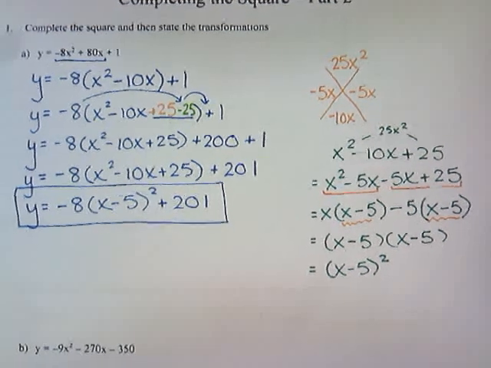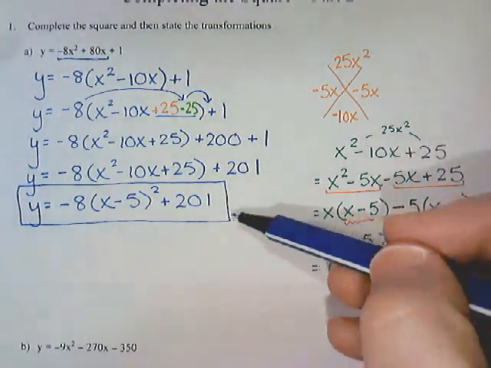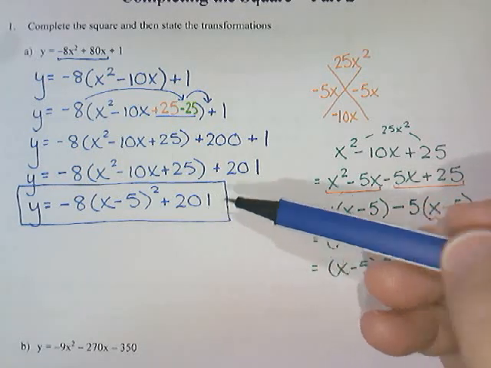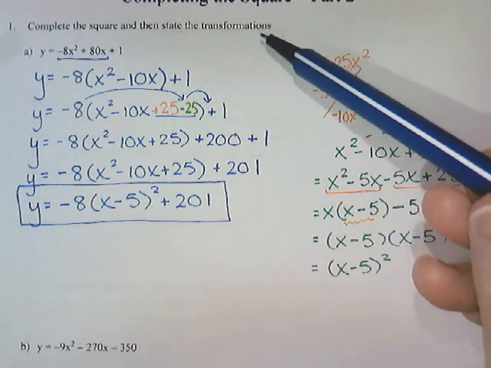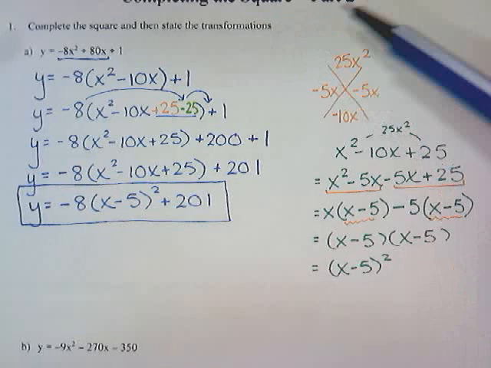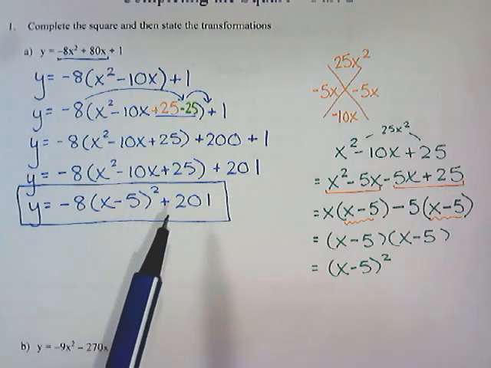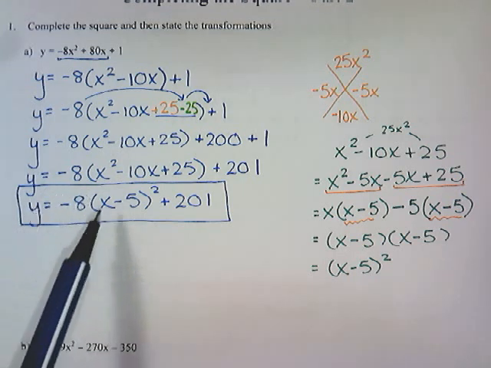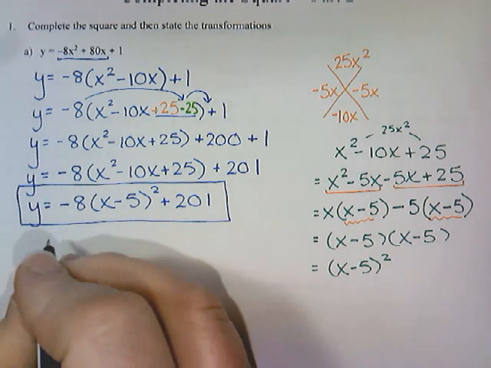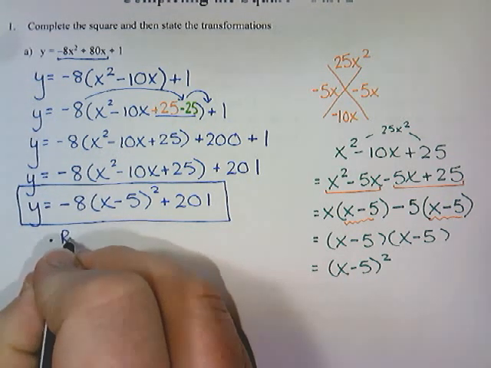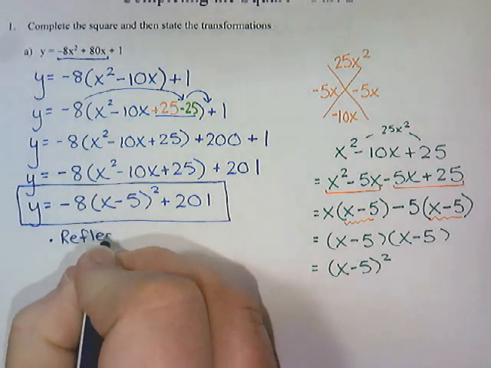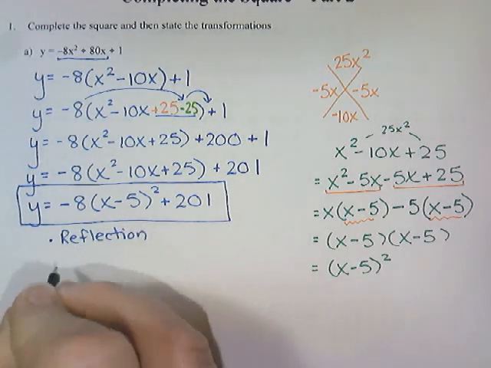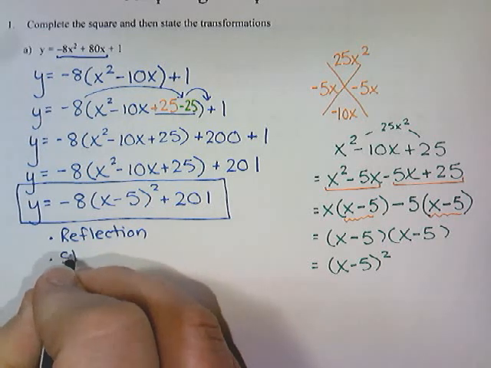All right, now it did ask to complete the square, which we've done. This is now in vertex form, but it also asked us to state the transformations. So I am going to see if we can state the transformations here. So in the a position, we have negative 8. The negative means it is a reflection. The 8 is a stretch of 8.